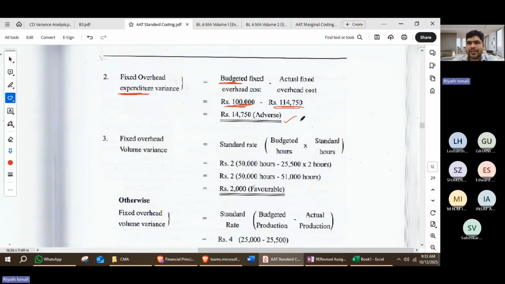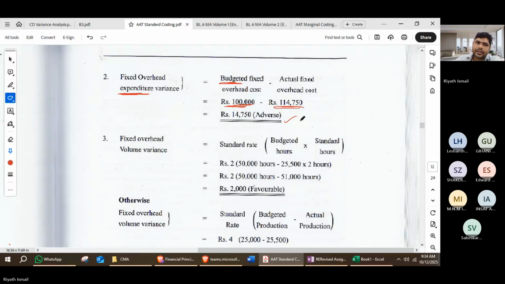Fixed overhead expenditure variance: budgeted, not standard. Budgeted 100,000 for 25,000 units. Actual overhead cost 114,750. So the difference is adverse because the firm spent for fixed overhead more than they budgeted. It's not favorable to the firm. It's an additional cost to the firm.